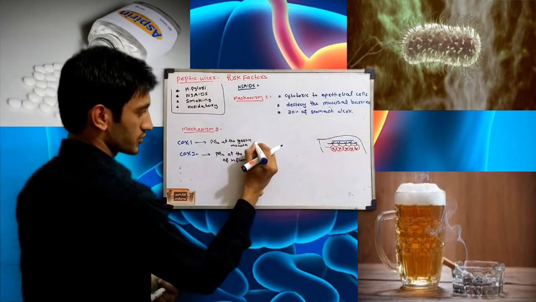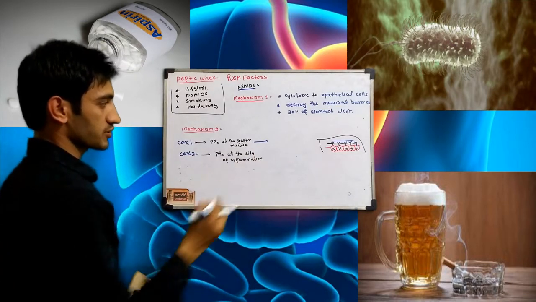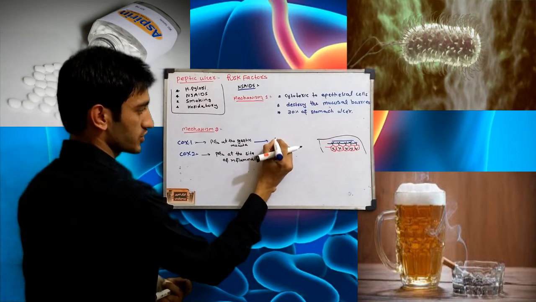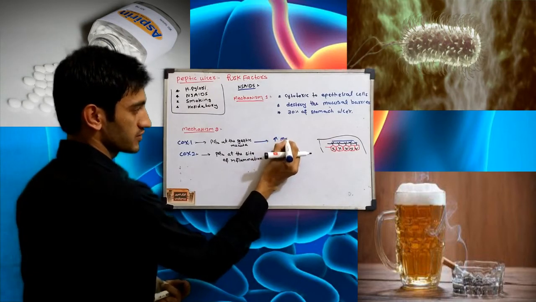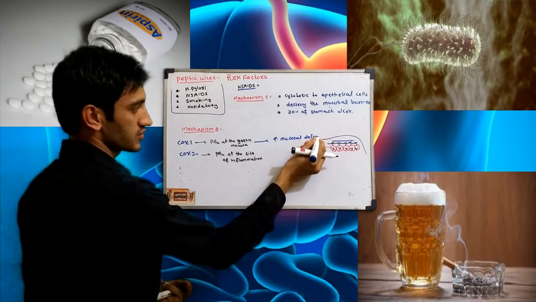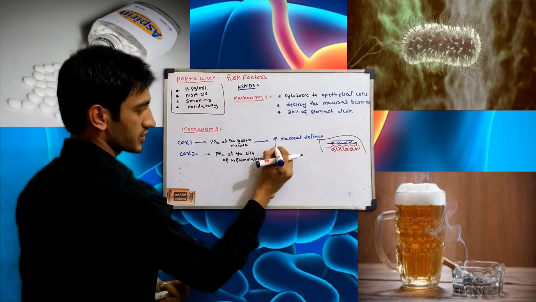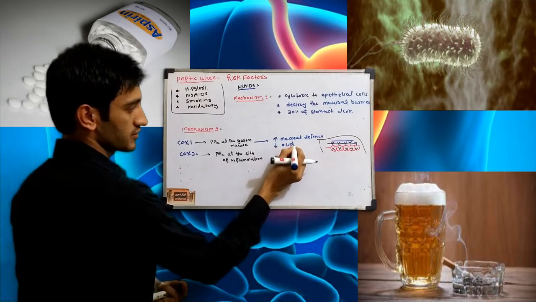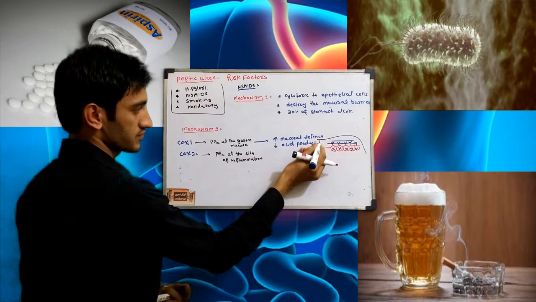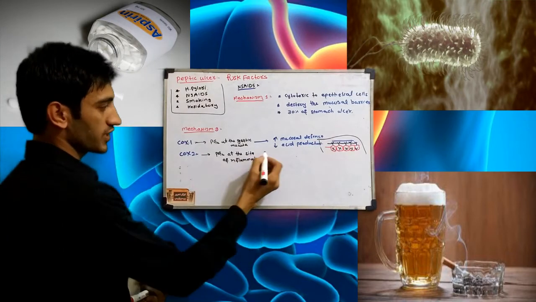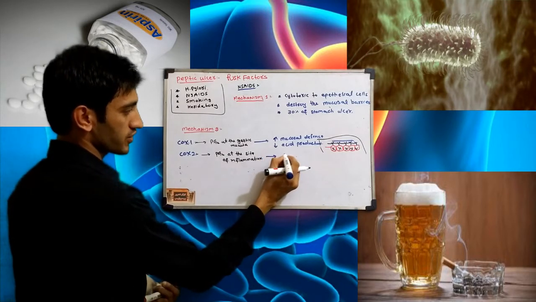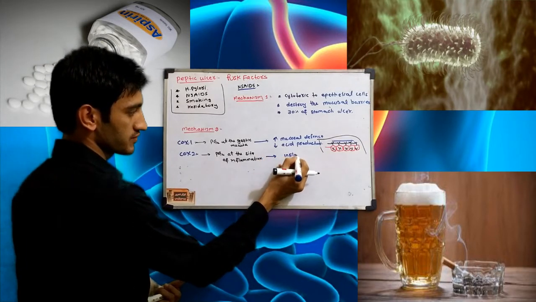The prostaglandins produced at the gastric mucosa perform two functions. First, they increase the mucosal defense, and they decrease acid synthesis, acid production. And the prostaglandins produced by COX-2 at the site of inflammation cause the inflammatory reaction.